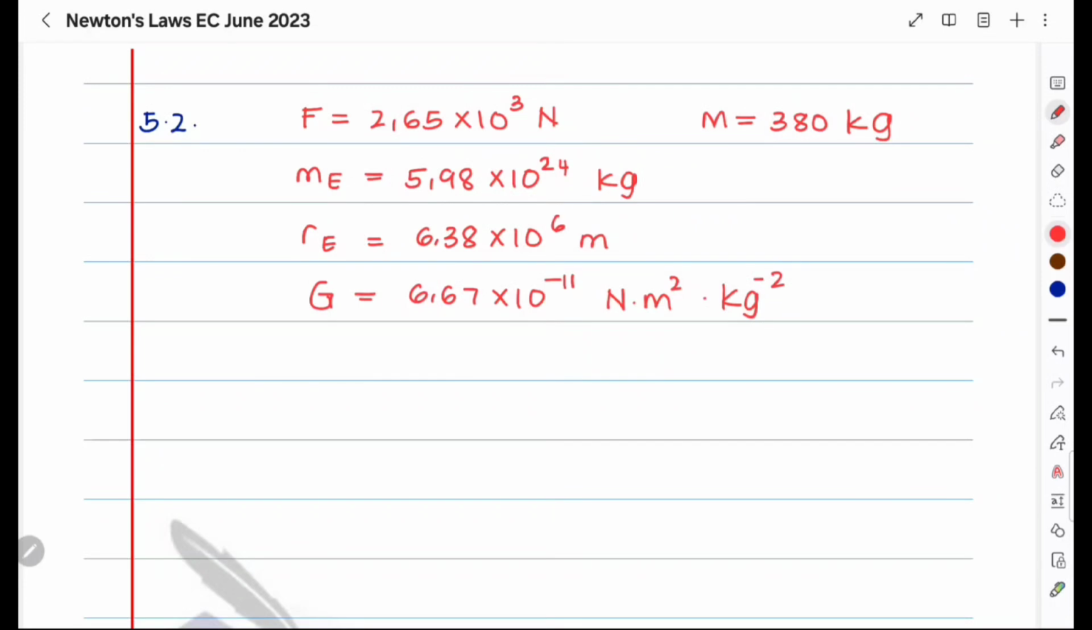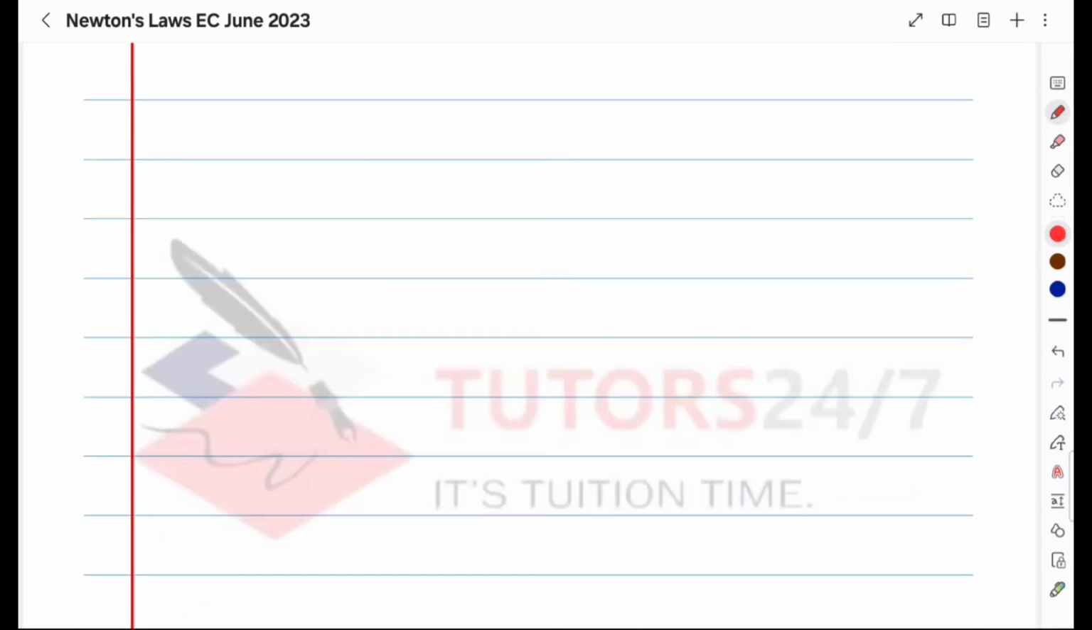Now, don't forget that we are looking for R, the distance between the center of the Earth and the satellite. Once we find that value of R, we are then going to subtract the radius of the Earth because the question is only looking for the distance from the surface of the Earth to the satellite. And then lastly, we are going to convert that answer, which will be in meters, to kilometers by dividing by 1,000. So I'm going to quickly draw a rough sketch of the situation.